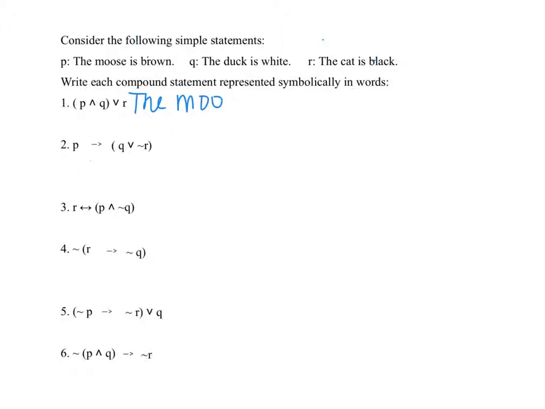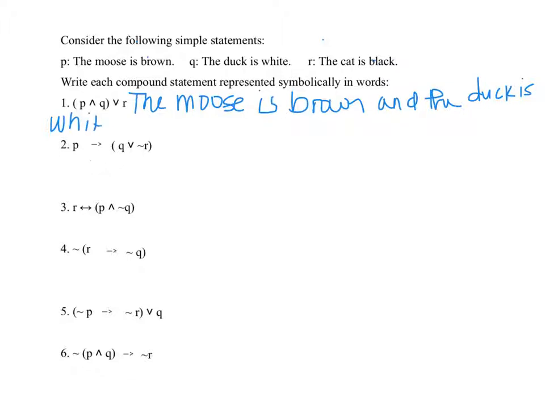the moose is brown and the duck is white. And I notice that that is set off by parentheses, so I'm going to use a comma to set these words off from the other words. So the moose is brown and the duck is white, and then I have or R, so that means or the cat is black. So that's that statement.